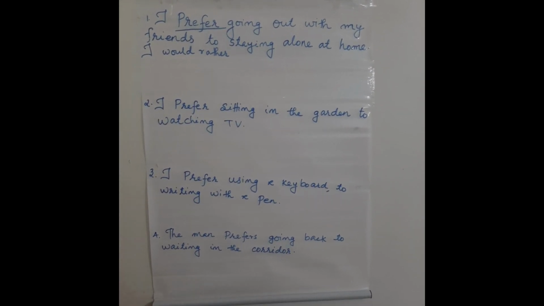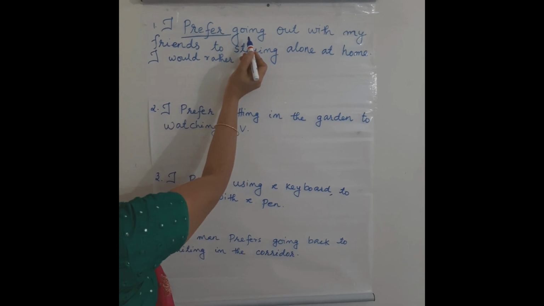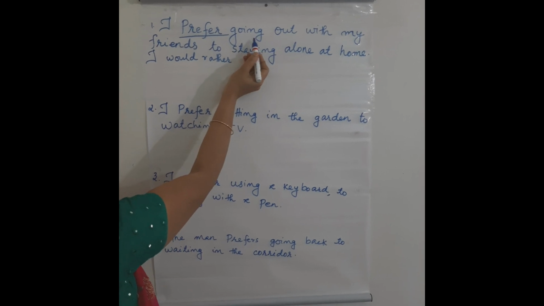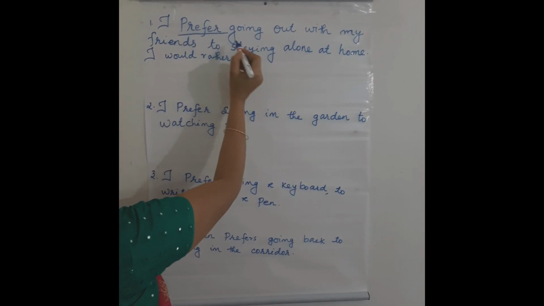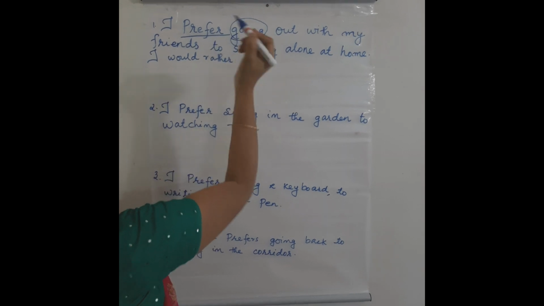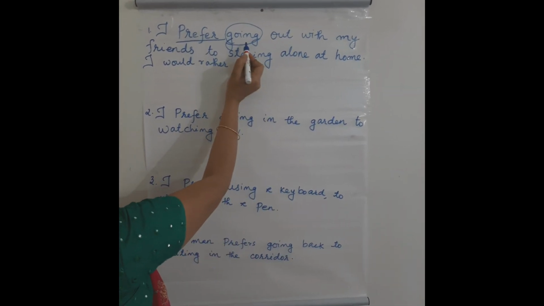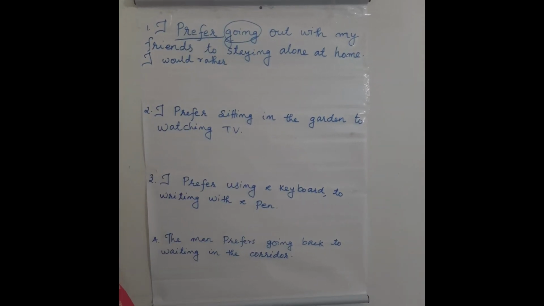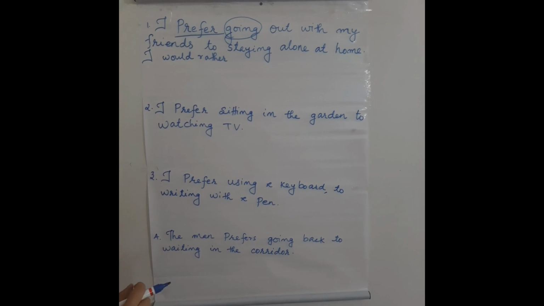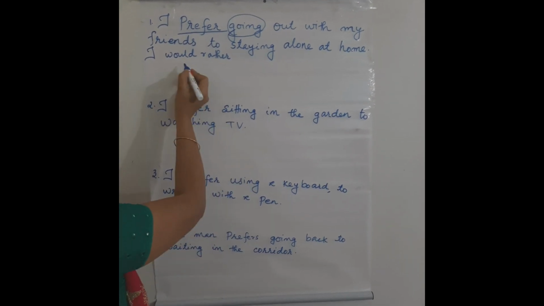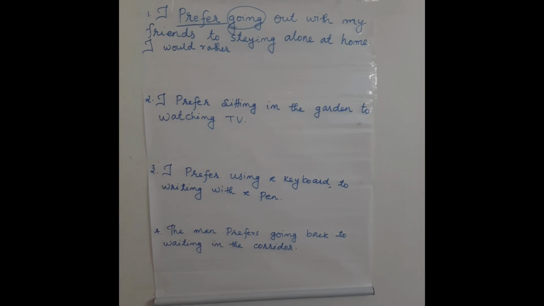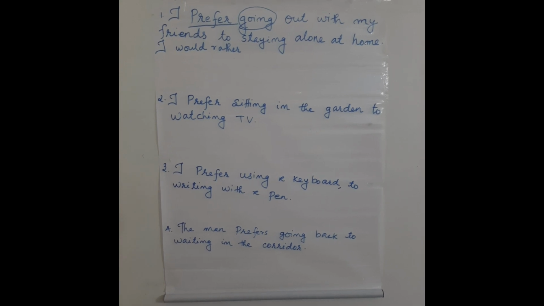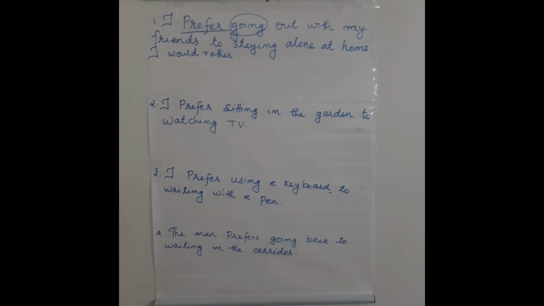Next we are coming to the grammar rules. Here what is given? The present participle form of the verb is given, that is the ing form of the verb, going, isn't it? So wherever you get this participle form of the verb, you have to change it into its base form when would rather is being used. So along with would rather, only the base form of the verb you can use. That is the first rule.